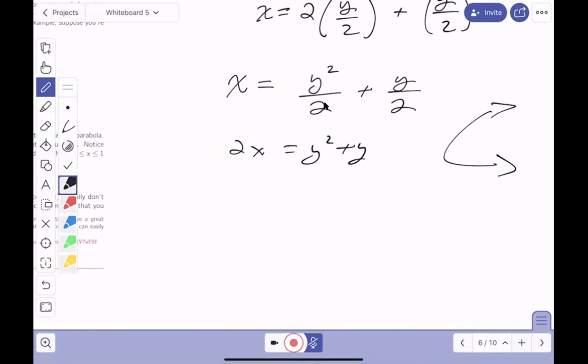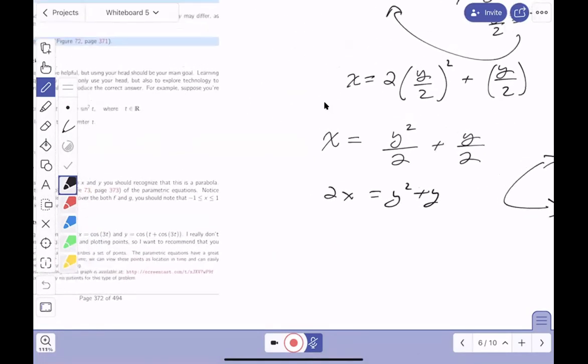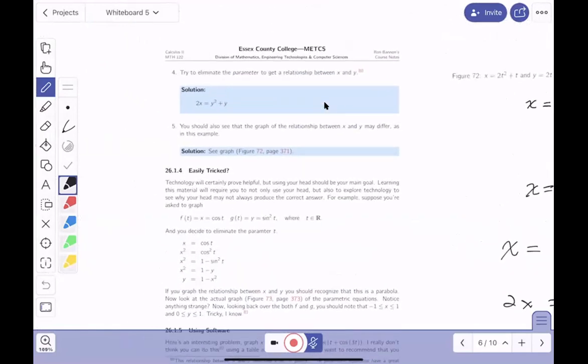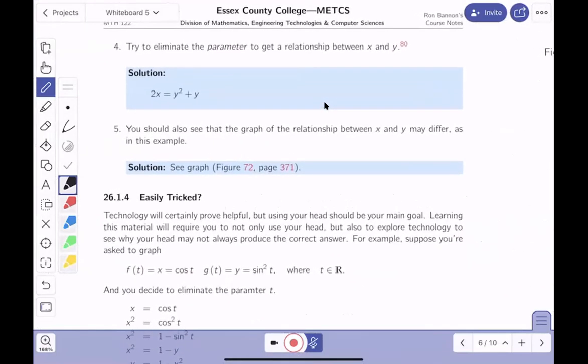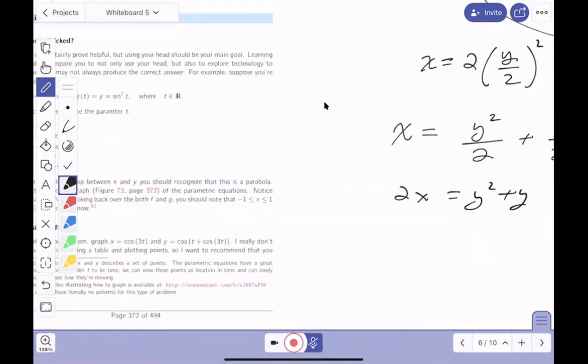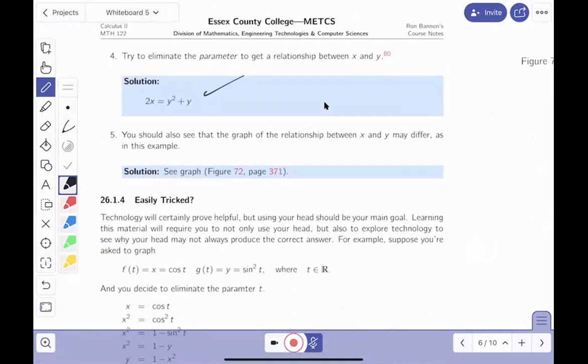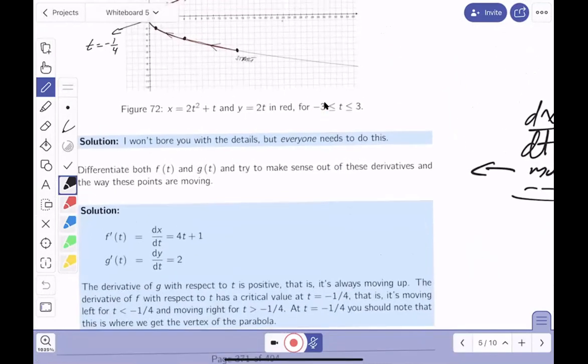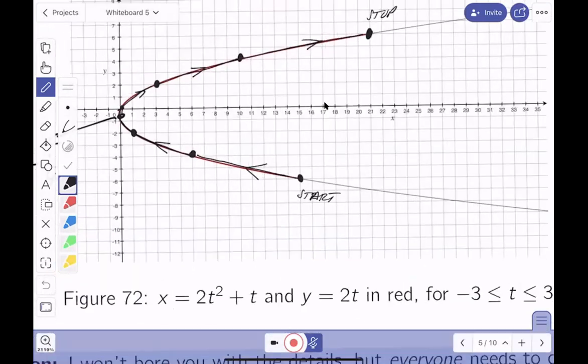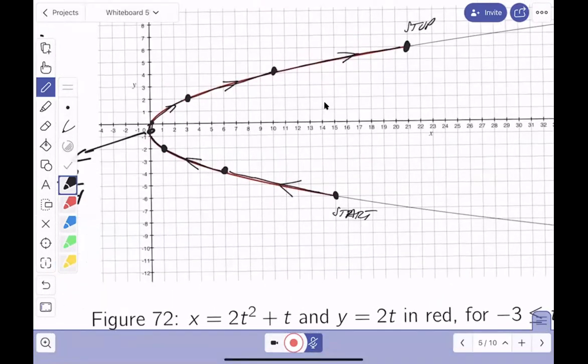A lot of people think that's what that graph is. It's not. The graph is only between -3 and 3. And that's why it's so important you look back over what we just did. But anyway, this elimination of the parameter, I'm pretty sure we got that. You should also see the graph and the relationship between x and y may differ, as in the example we just presented. If you look at this picture, the graph of the parametric was this little red portion of it. The graph of that parabola actually goes on forever, and that's a problem.